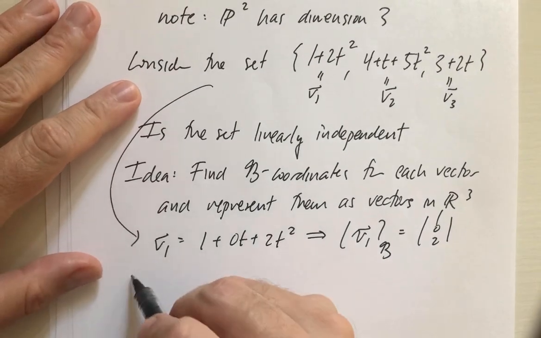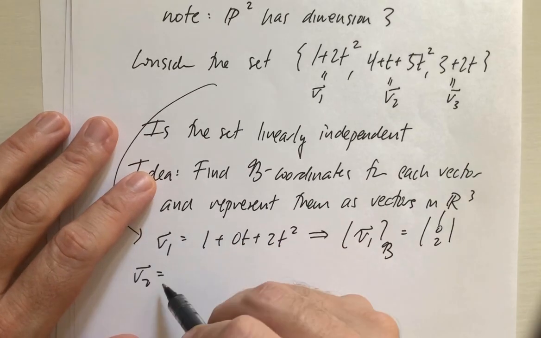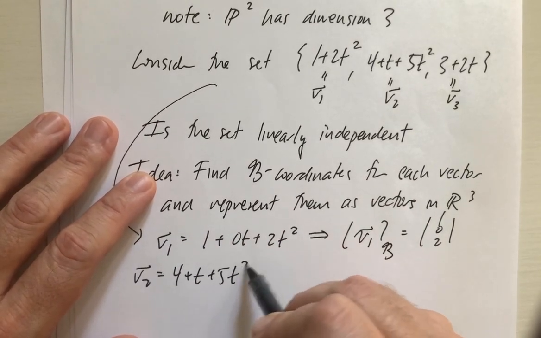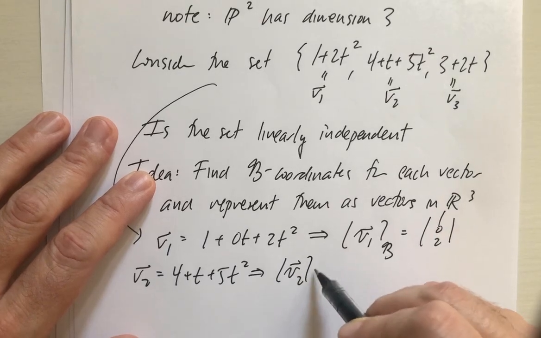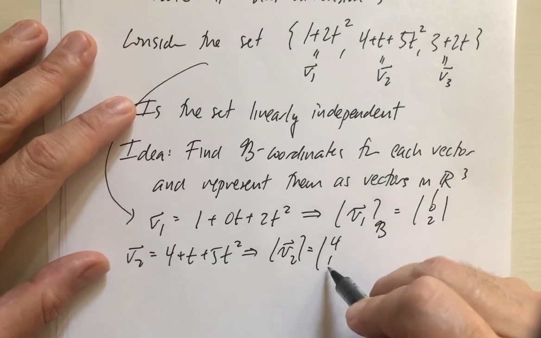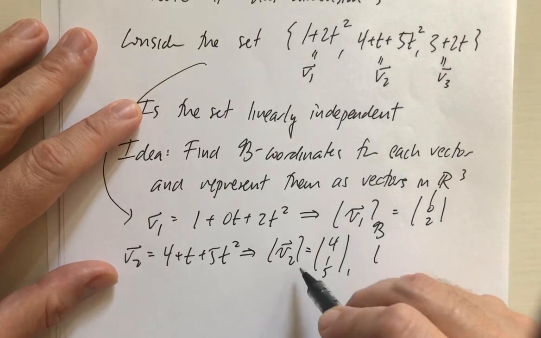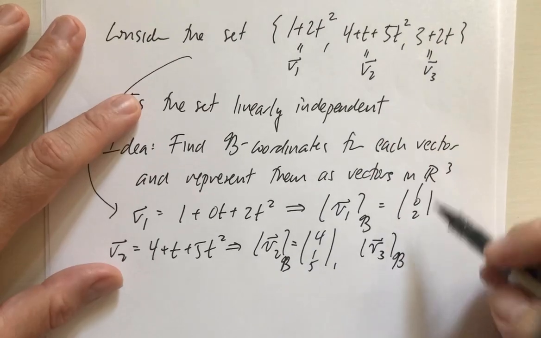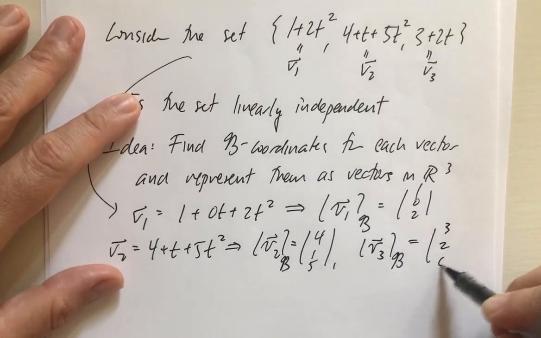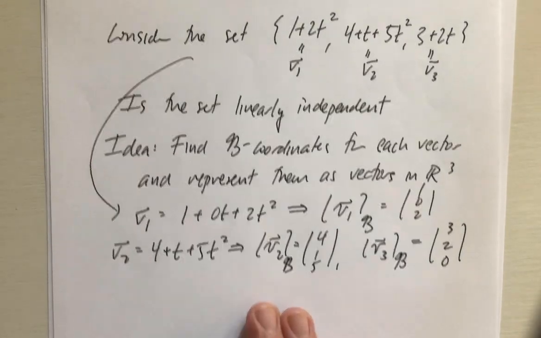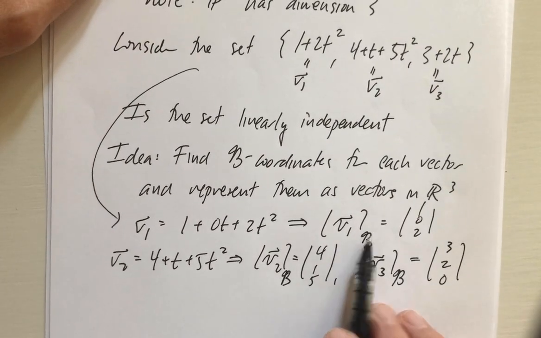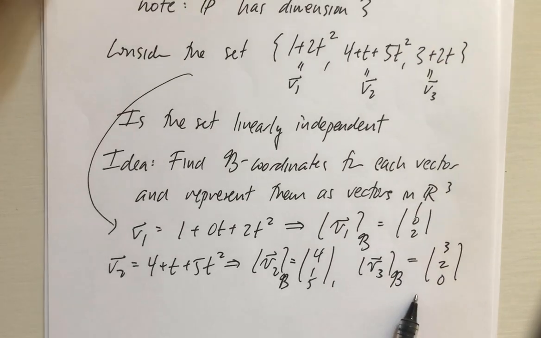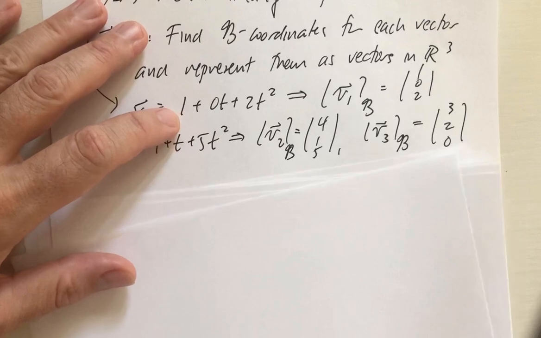Okay? And similarly, I think you can see that V2 is 4 plus t plus 5t squared, this implies that the B coordinates of V2 are going to be 4, 1, 5. And of course, that's the B coordinates. The B coordinates of V3 would be just the entries of here, so it's 3 plus 2t plus 0t squared. And then the idea now is, right, we have these B coordinates, and we can represent them as vectors in R3 now. Okay, so let me just draw my usual cartoon of what's going on here.